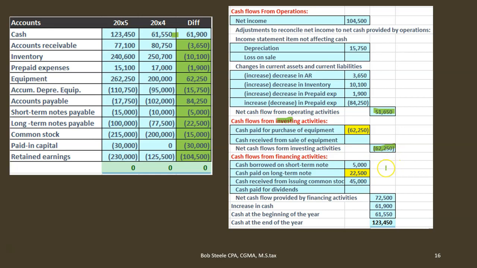So we're going to say net cash flows from investing activities is a decrease of 62,250. Financing activities, we got the 5 plus the 22.5 plus the 45. So we borrowed money in this case, it looks like, and we issued stock. So it's all increases. We're going to add those up, 72.5. Then the 51,650 minus the 62,250 plus the 72.5 add up to 61.9. Yes, that adds up to our change in cash. So we are in balance so far. So that's great that we're looking good so far.